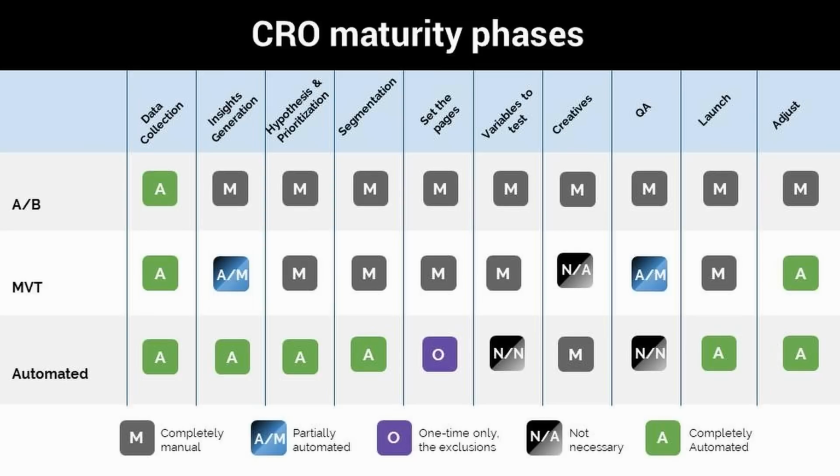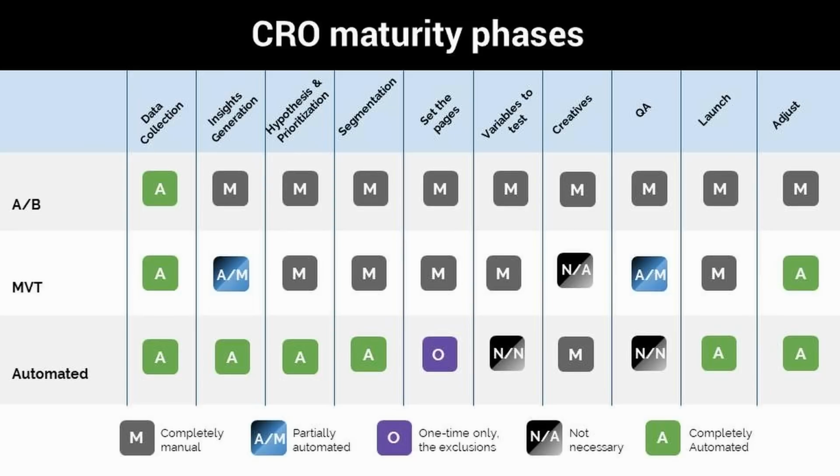So the data collection is being made automatically, right? Then the insights generation for MVT can be partially automated, but with a fully automated machine learning technology that we're going to speak about a bit later, you can completely automate. Then you do the hypothesis and prioritization, and the segmentation, which can be automated as well. So mainly we are going towards an era where segmentation and the decision making towards whom to target, and with which kind of experiment, is going to be completely automated.